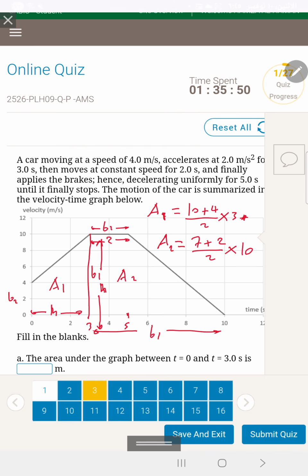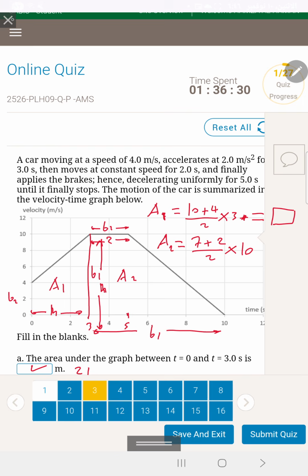Now you add these two quantities and you put them here in this box. The area under the graph from 0 to 3. They want here the area from 0 to 3 only. Okay, they want only the first area. They don't want the total area. If they want the total area, you can add these two. But now the answer is just what you get here. 10 plus 4, you get 14 divided by 2. 14 divided by 2 is 7 times 3, 21. So here you have to write 21.